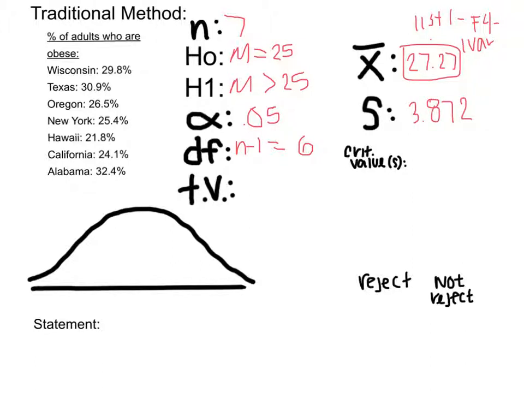Next, while we're on the calculator already, to find your critical value, you can go to F5 and go to inverse T. The area, because alpha is 0.05, will be 0.95 because that's the area to the left. And the degrees of freedom is 6, as we already said. Therefore, the critical value equals 1.94.